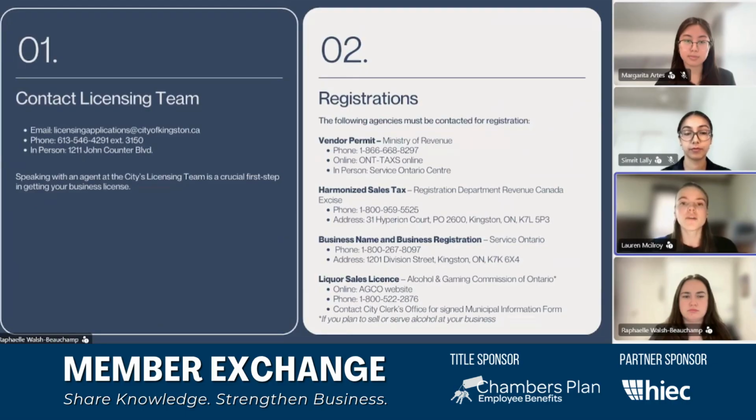For example, a vendor permit must be obtained from the Ministry of Revenue, and you will also contact the Registration Department at Revenue Canada for harmonized sales tax. Your business name and registration will occur at any Service Ontario location. And at this stage, you will also likely contact the Alcohol and Gaming Commission of Ontario if you're planning to sell or serve alcohol at your business.